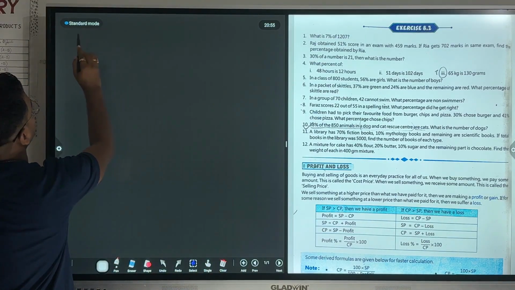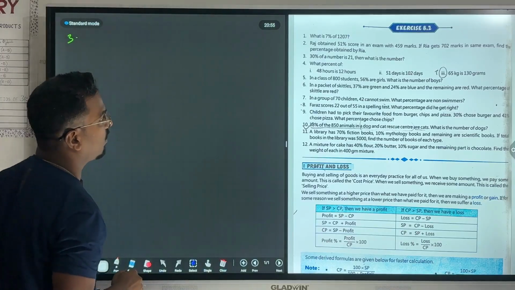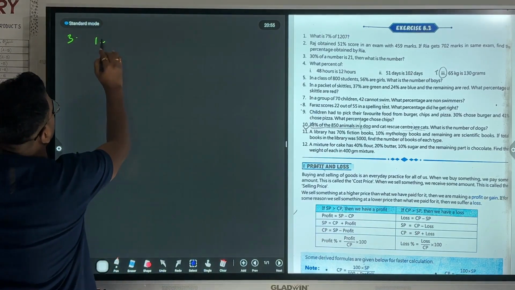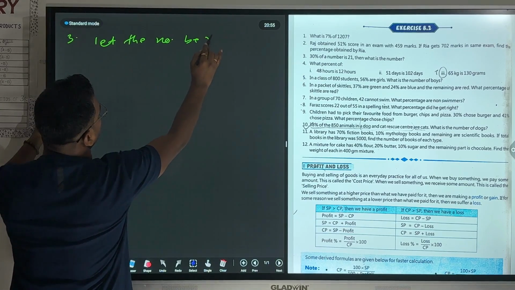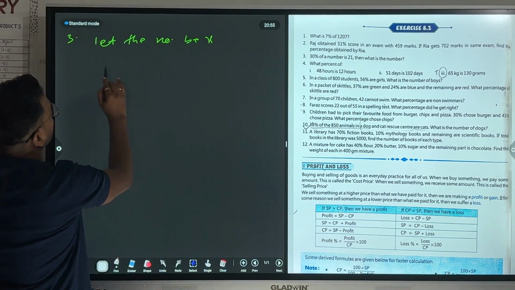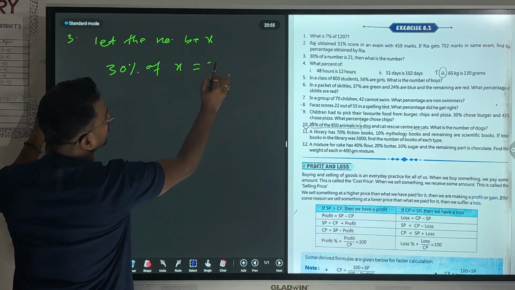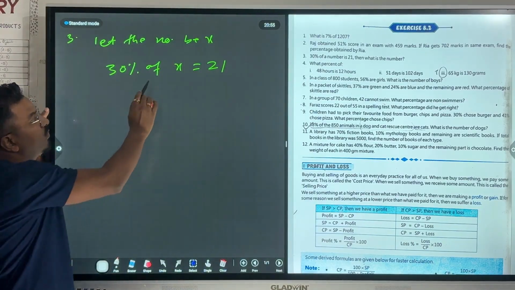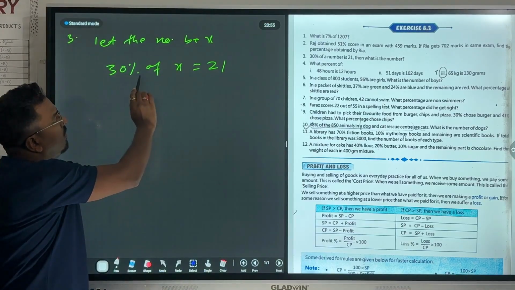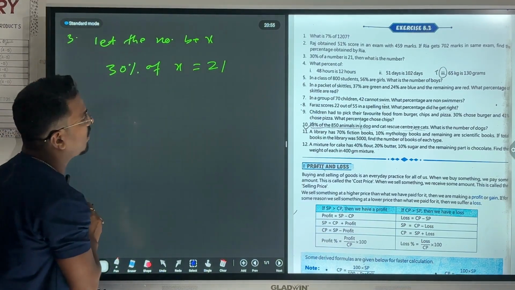Moving to the next question, question number 3. 30% of a number is 21. So let the number be x. 30% of x is how much? 21. 30% of a number. The number is x, so we have taken x. 30% of x is given as 21. So what is the number?